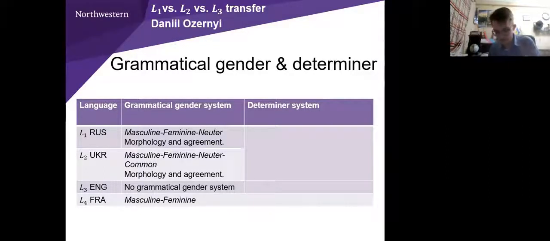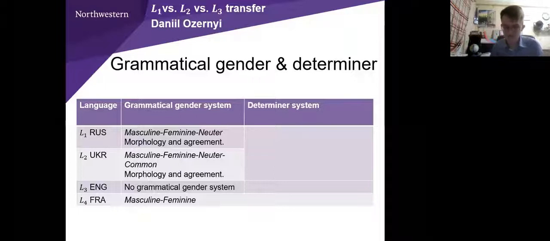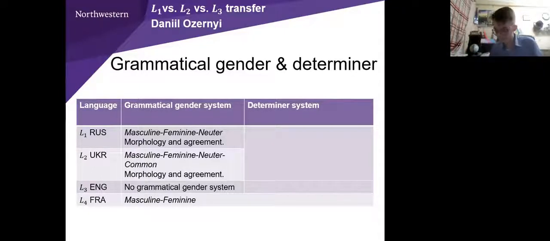L1 Russian has 3 genders, masculine, feminine, and neuter. L2 Ukrainian has 4 genders, same plus common gender. The nouns of common gender can denote either or both masculine and feminine entities. That's a very interesting morphological insight. English does not have a grammatical gender system. And lastly, French has only 2, masculine and feminine. Feminine can be marked by the letter E at the end of nouns and masculine by absence thereof. So much then for grammatical gender.